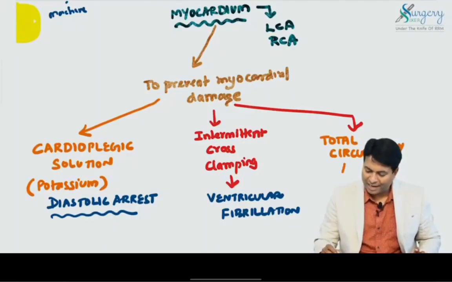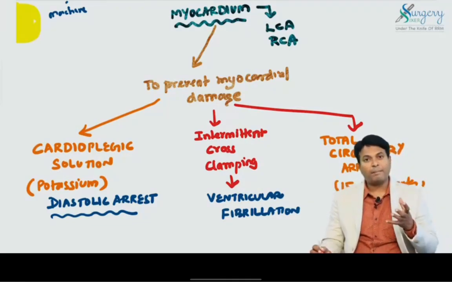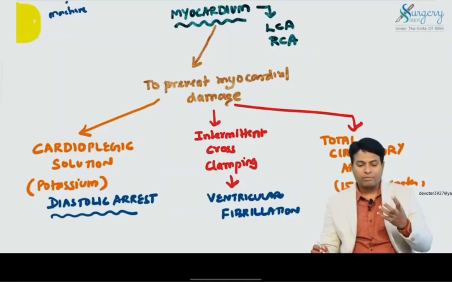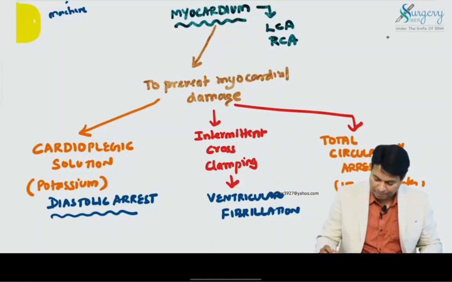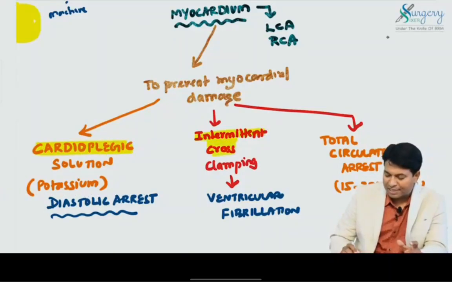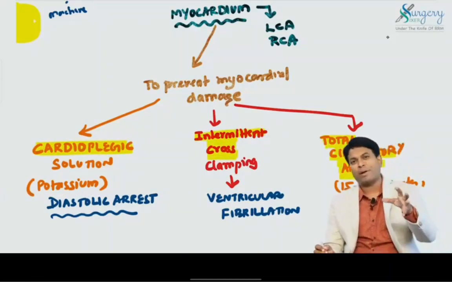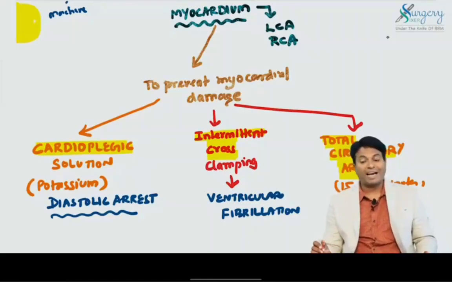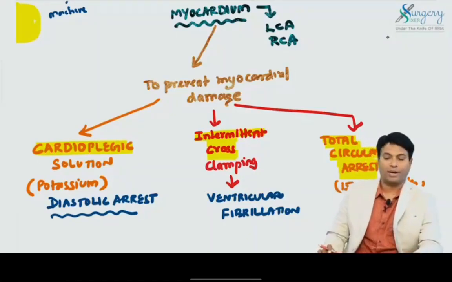With total circulatory arrest, the myocardium can withstand ischemia for about 15 to 20 minutes. It's especially done in pediatric cases. To prevent myocardial damage, what you do is infuse cardioplegic solution, use intermittent cross clamping, or go for a total circulatory arrest, with which we can operate for 15 to 20 minutes. It is usually done for pediatric cardiac surgery, not for adults. So these are the points you should not forget in cardiopulmonary bypass.